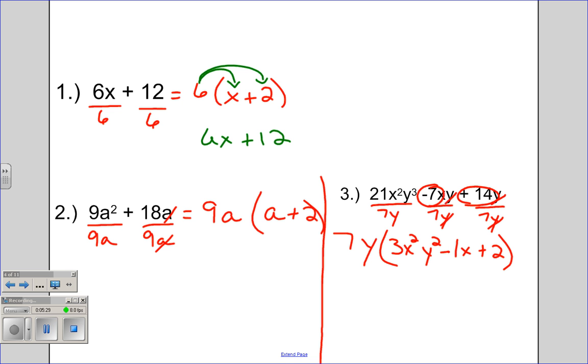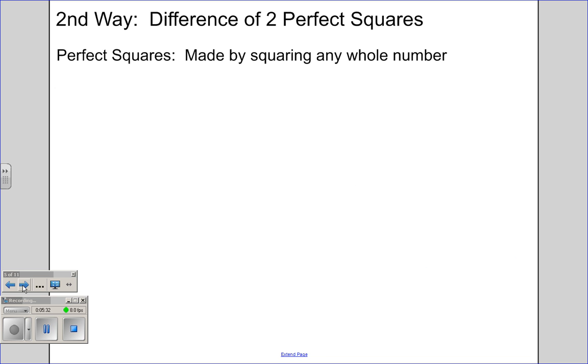The second way we're going to look at is difference of two perfect squares.